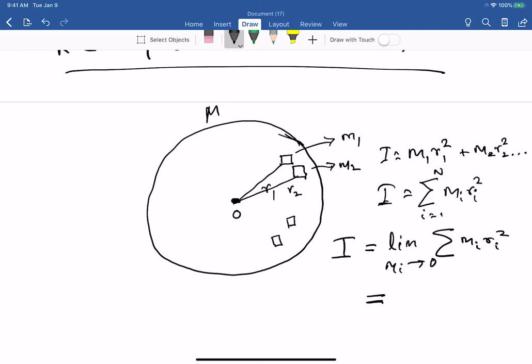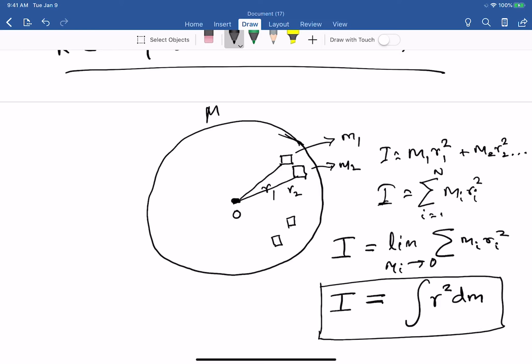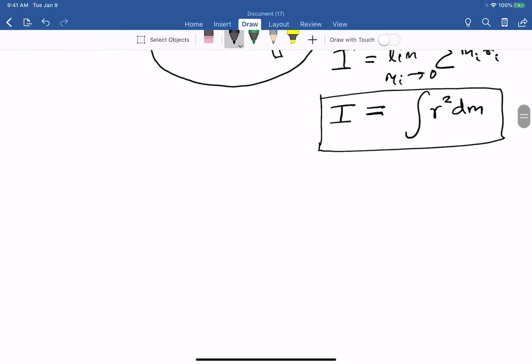If mi goes to zero, so each mi is very, very small, then you can consider it dm, a tiny element of mass. And that dm is located at a distance r from the axis of rotation. So in this formula, mi is replaced by dm, ri is replaced by a generic r, and the sum is replaced by an integration. So this is the accurate formula for rotational inertia. And what this formula is saying is pretty obvious, but I'll just say it again.